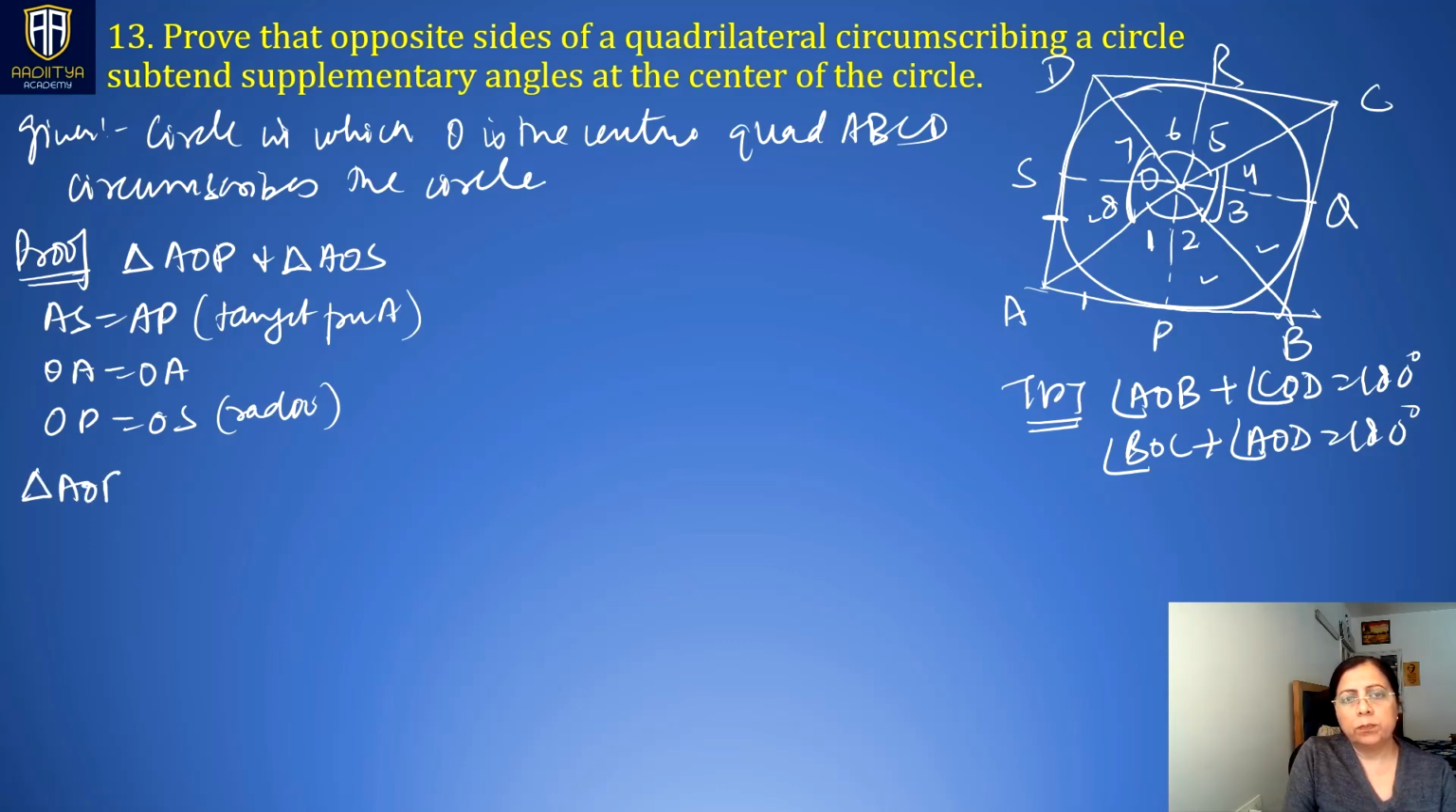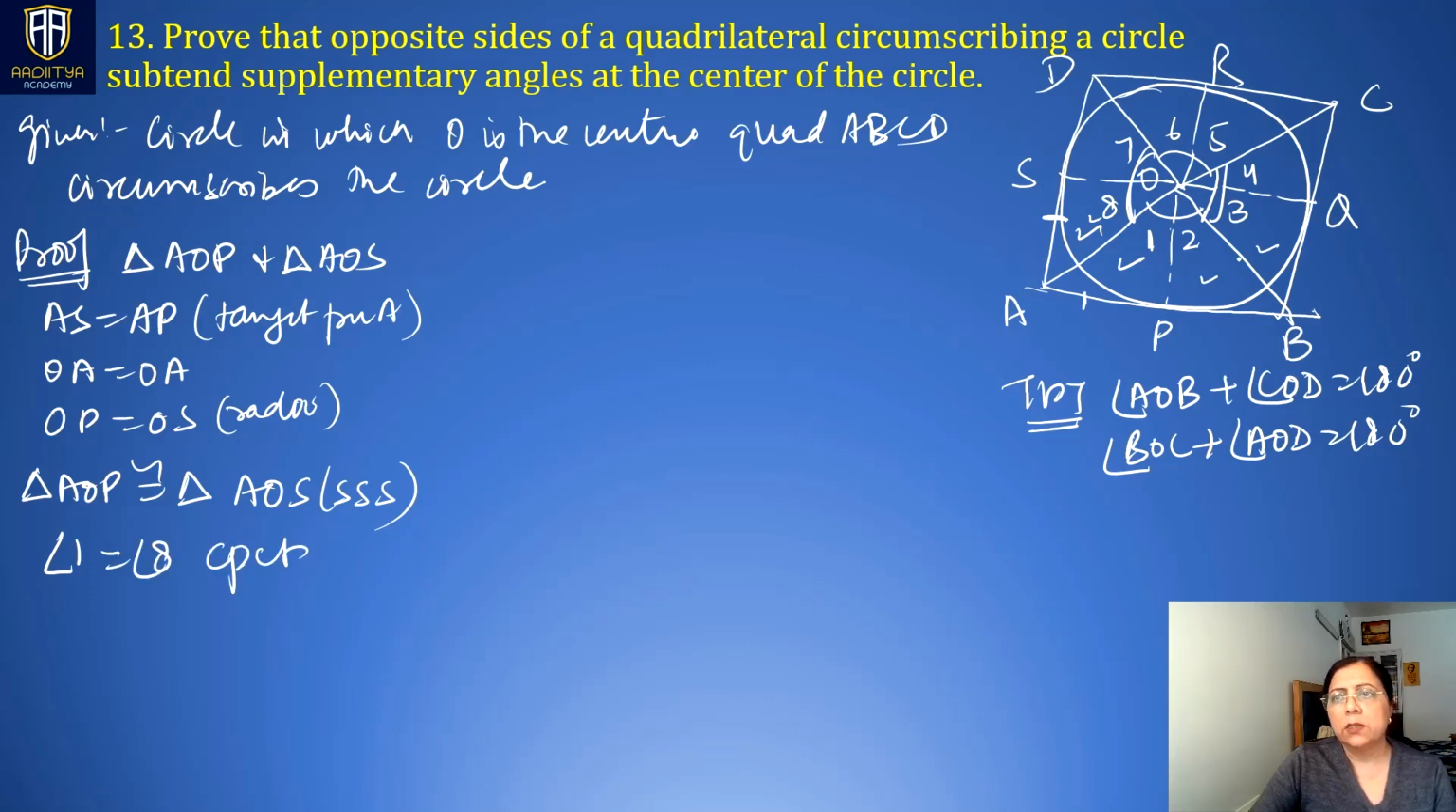Triangle AOP is congruent to triangle AOS by SSS congruence. So I'm not doing all the four parts here. I'm just explaining that this triangle is congruent to this triangle. So we get angle 1 is equal to angle 8 as CPCT.